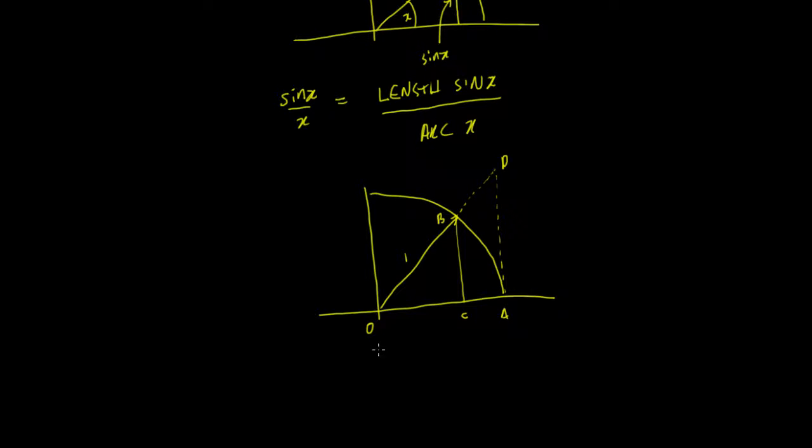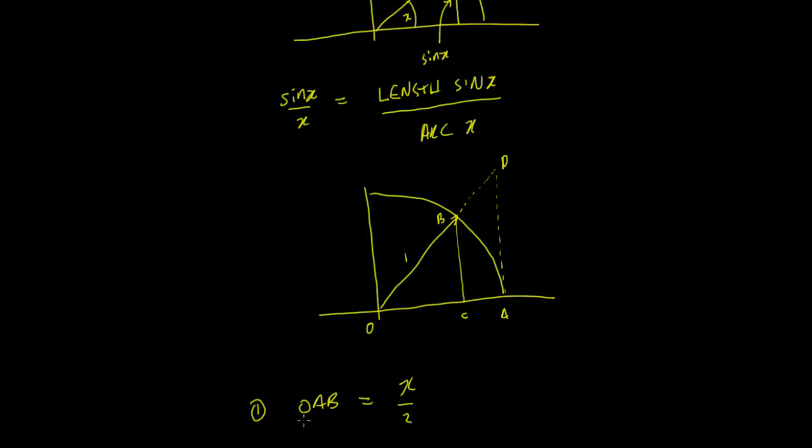So we know that the area of the sector OAB is equal to x upon 2. Now we know it's x upon 2 because the circumference is twice the area, so the area is the circumference upon 2. Now that's one of them.